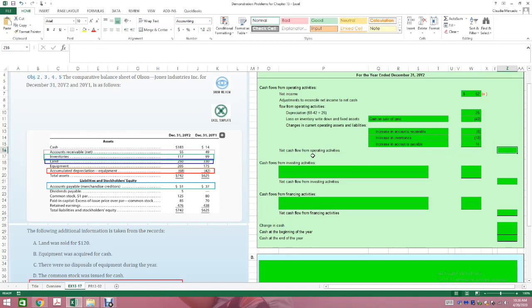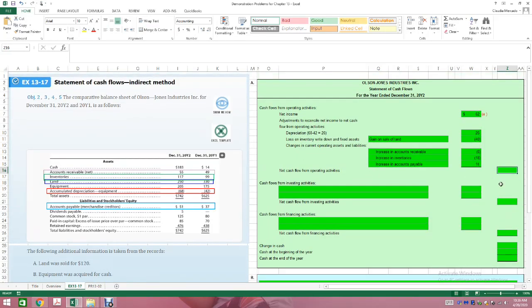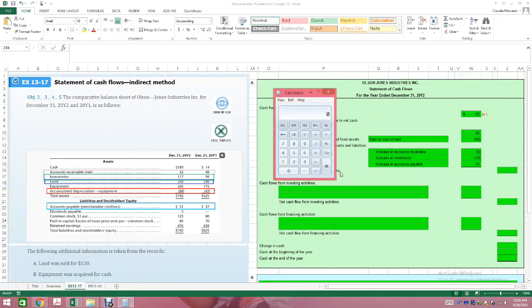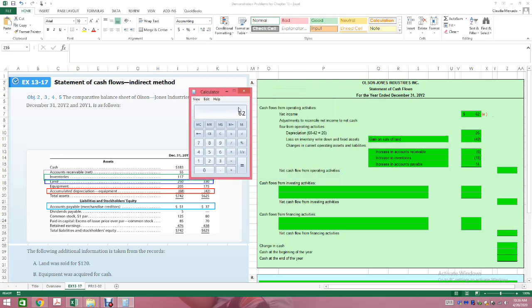Now we're going to figure out our net cash flow from operating activities. So how are we going to do that? Well, I'm going to do it in a calculator the old-fashioned way. I started off with net income of $62.